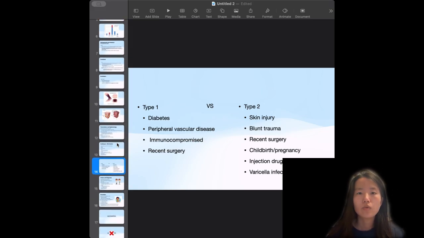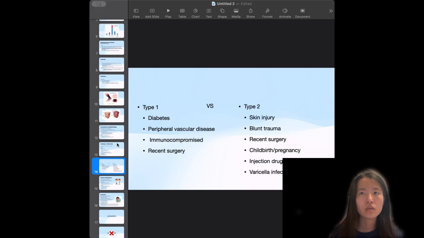So, comparing type 1 and type 2 necrotizing fasciitis. Diabetes, peripheral vascular disease, individuals who are immunocompromised, and individuals who had recent surgeries are more likely to get type 1 necrotizing fasciitis. On the other hand, individuals with skin injuries, blunt trauma, recent surgeries, childbirth, pregnancy, injection drug use, or varicella infection, due to the rash that's present on the skin, are more likely to get type 2 necrotizing fasciitis. By comparing the two, you can see the difference in the predisposition of the patients.